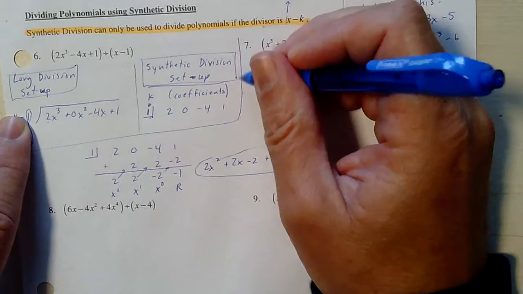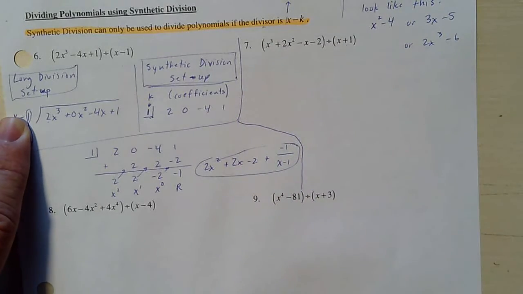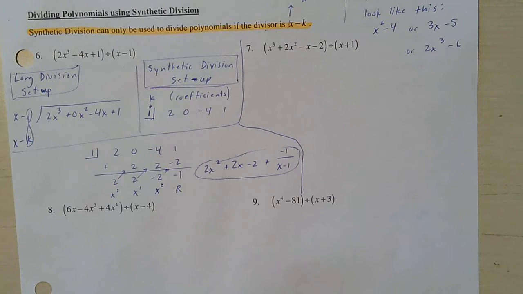Okay, all right, let's see. We kind of box this off. Let me show you this one more time before you try 8 or 9.